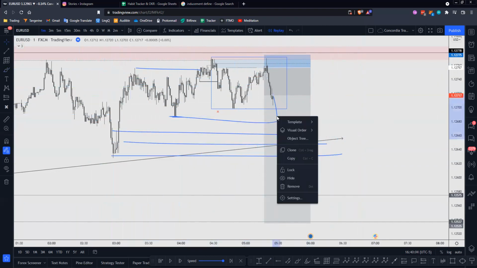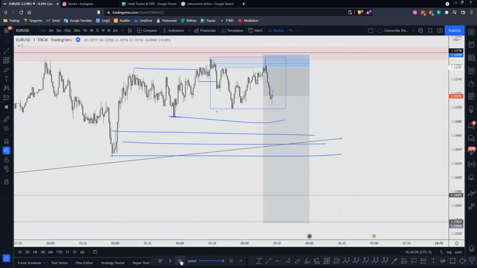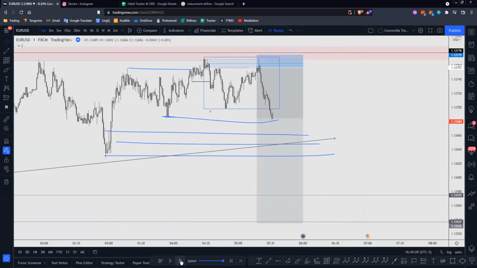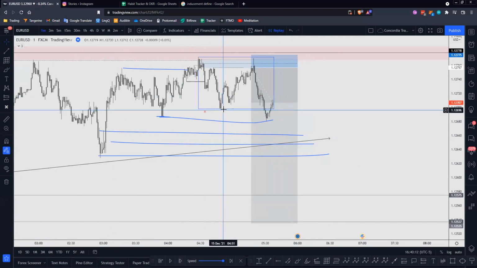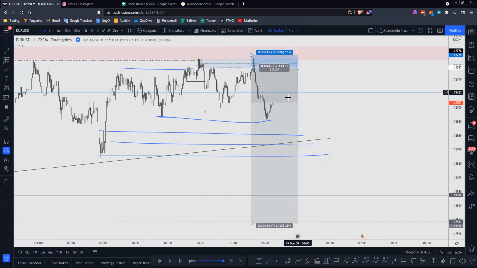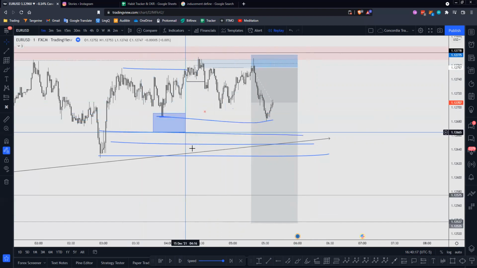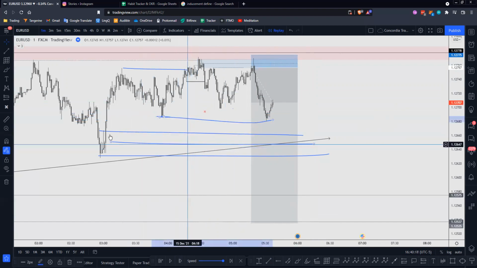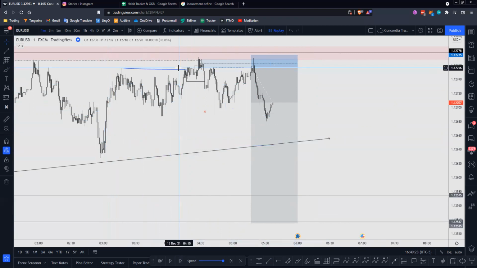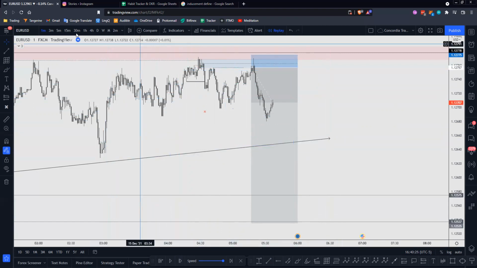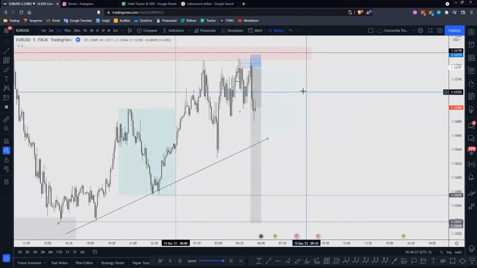Okay, so let's see if it gets back down to there. Okay, you can see it making equal lows. Let me just take this off now, and I'll take all this off really, because it's not necessary. Okay, so let's go up to the 5-minute potentially.